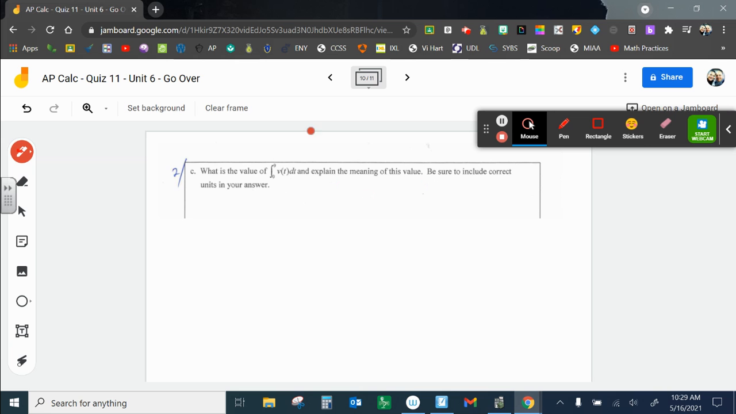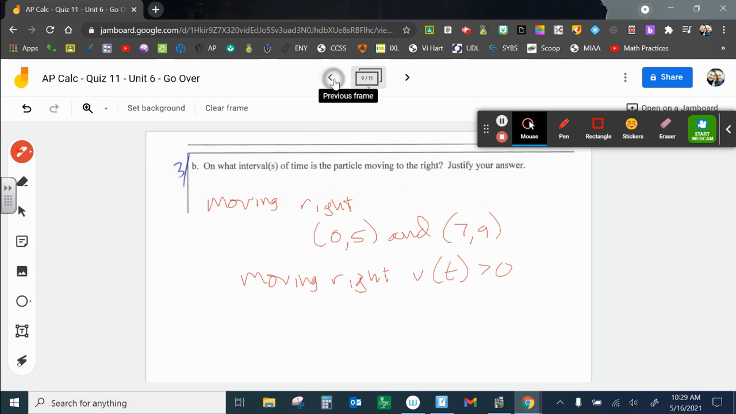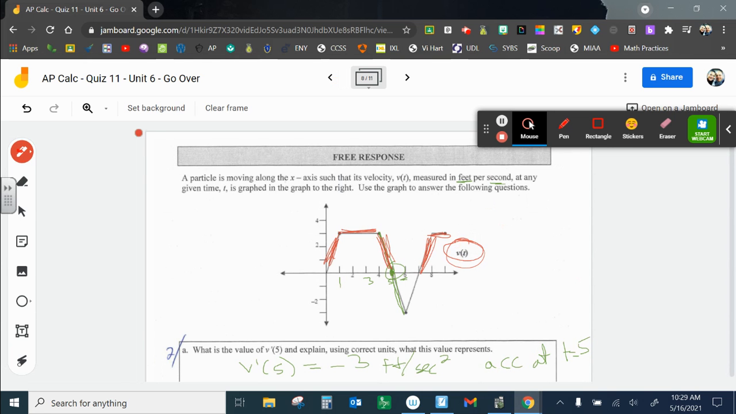Okay, what is the value of the integral of v of t dt from 0 to 9? And explain the meaning of this value. So remember what the integral stands for. It's the area under the curve. So we're looking for, and this is a calculator, but they don't give us a function, so I need to find all this area and all this area. And remember, the integral of a rate is the total amount of change.